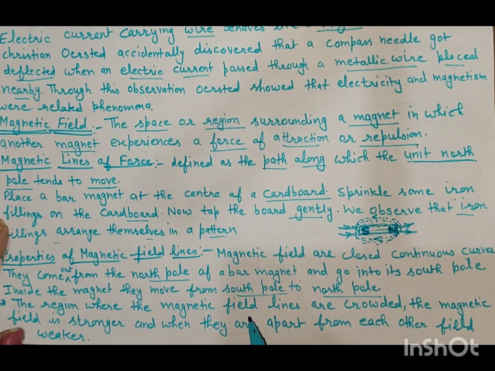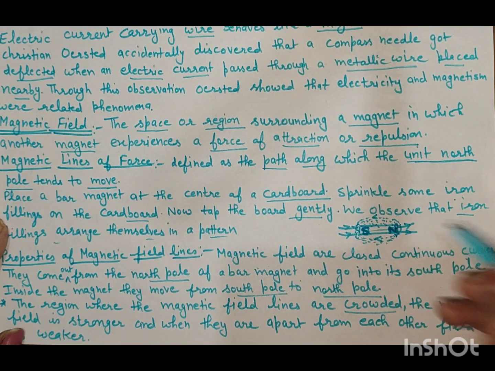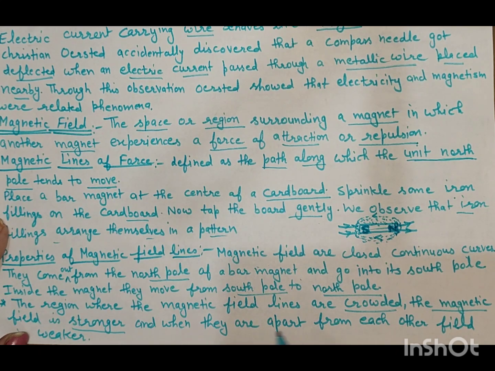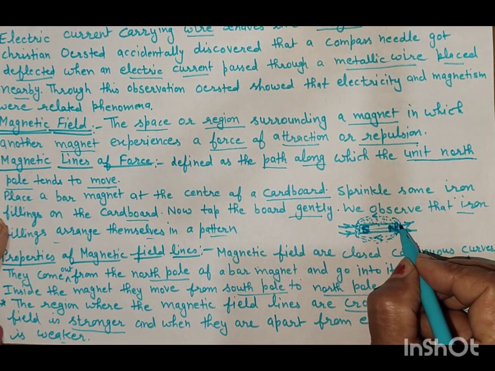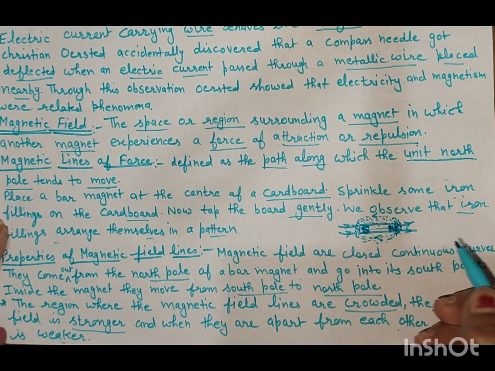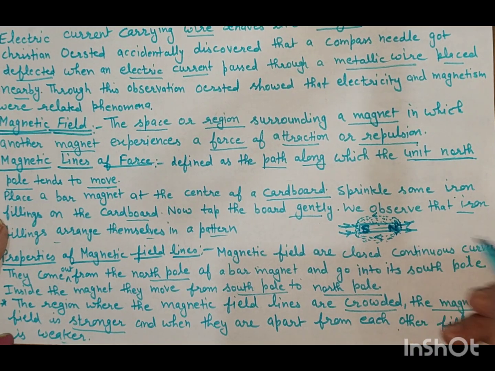The region where the magnetic field lines are crowded, the magnetic field is stronger, and when they are apart from each other, the field is weaker. Here the magnetic lines of force are crowded, so there is the maximum or stronger magnetic field.